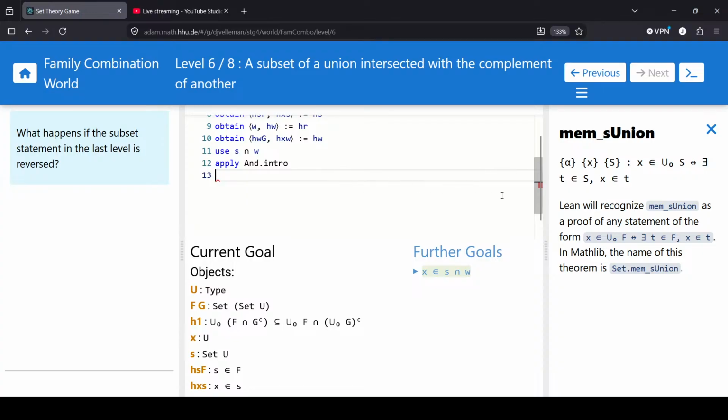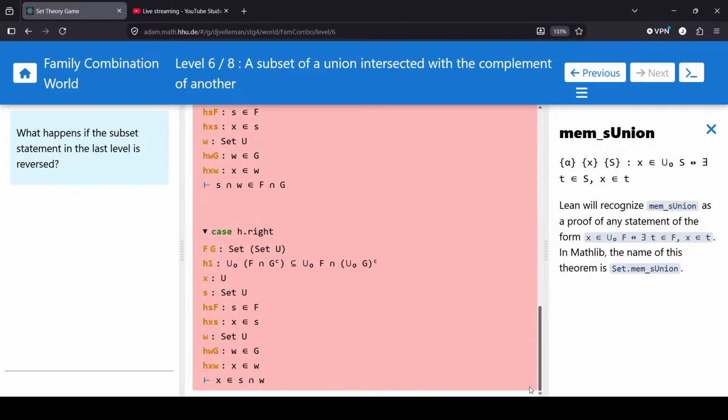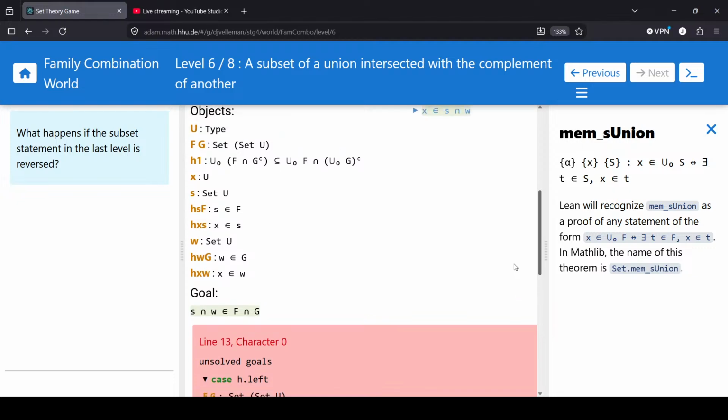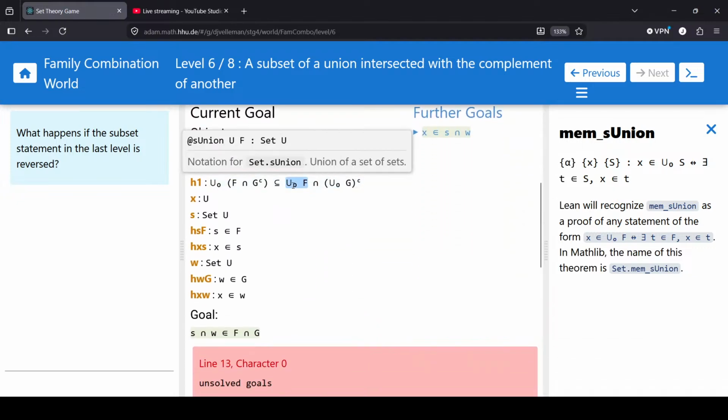Oh, this is hard. So if I wanted this, I would need an existential. Yeah, if I want a U0, I'd have to need an existential. Actually, I need two existentials.